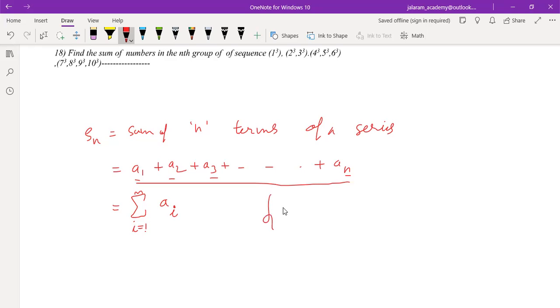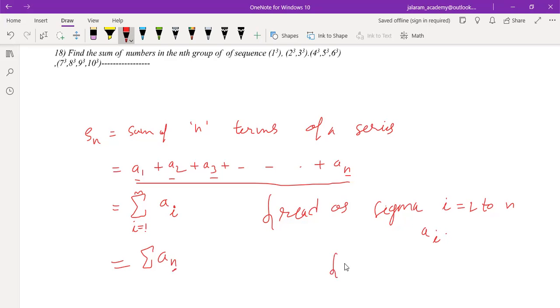We read it as sigma i is equal to 1 to n, ai. And in short, we can also write it as sigma an. Sigma an means also the same thing. Sigma an means a1 plus a2 plus a3 and so on up to the natural number n.